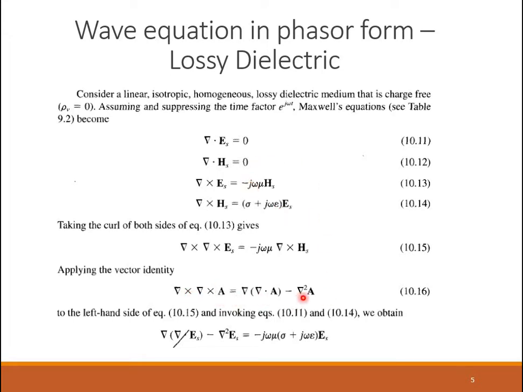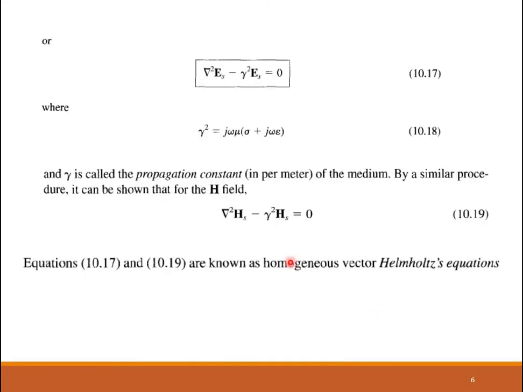Then again, you will apply this identity and then rearrange the equations a little. When you do that, you're going to get a similar expression in terms of HS also. That is equation 10.19. So these two equations, 10.17 and 10.19, are referred to as the wave equations in phasor form, and they are commonly known as the homogeneous vector Helmholtz equations.